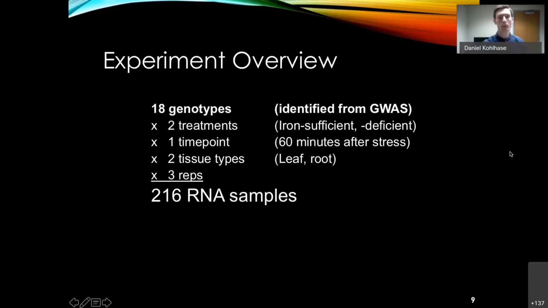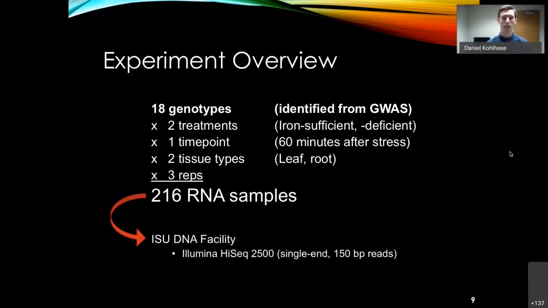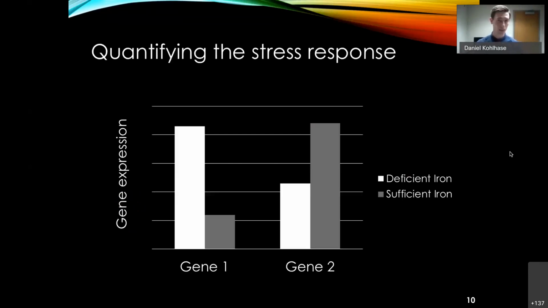So in our experiment, we grew these 18 genotypes in hydroponics, all sufficient conditions, until the V1, V2 stage. And then at that stage, we moved some plants into new buckets that were either sufficient or deficient in iron. After 60 minutes being in those new conditions, we harvested leaf and root tissue. After we collected the tissue, we isolated and then cleaned RNA and sent the RNA to the DNA facility to be sequenced.